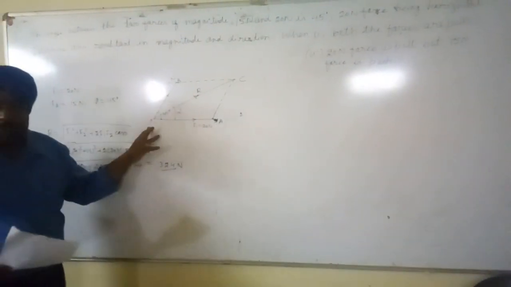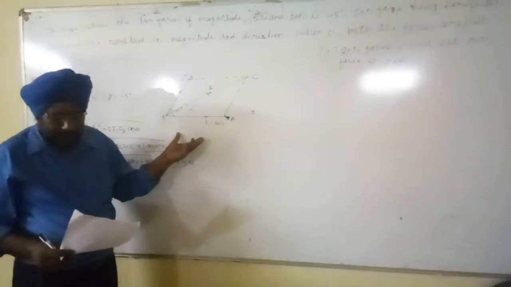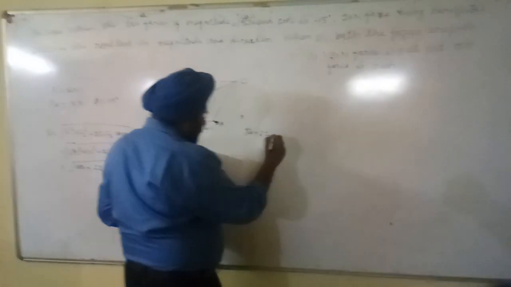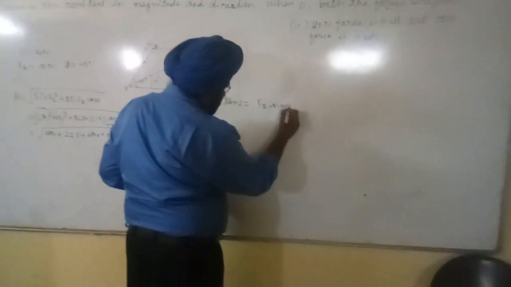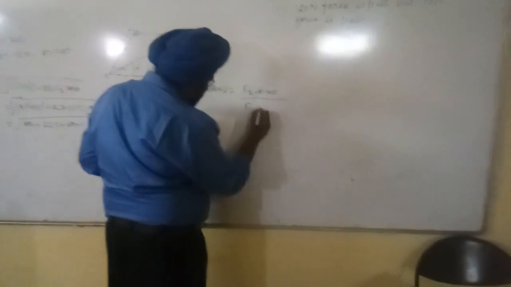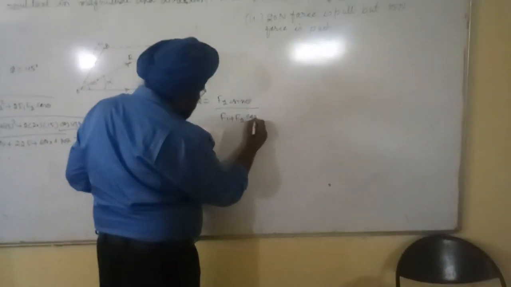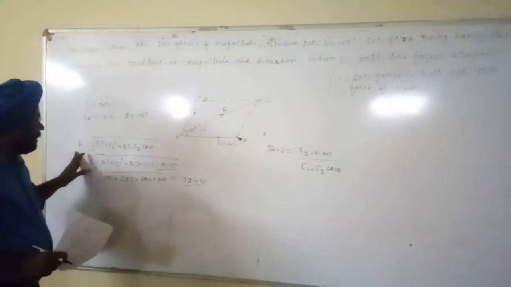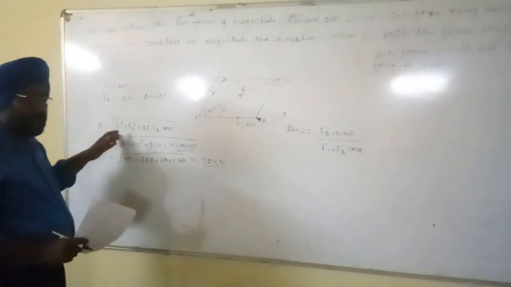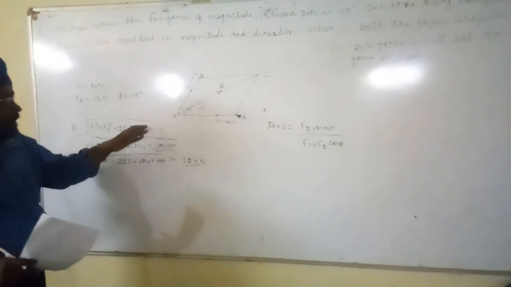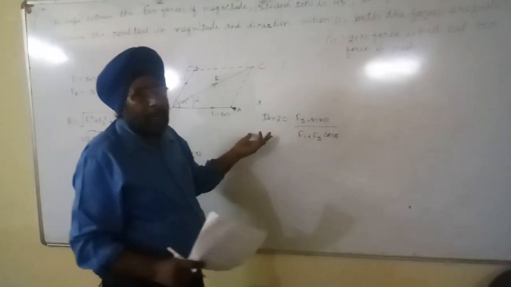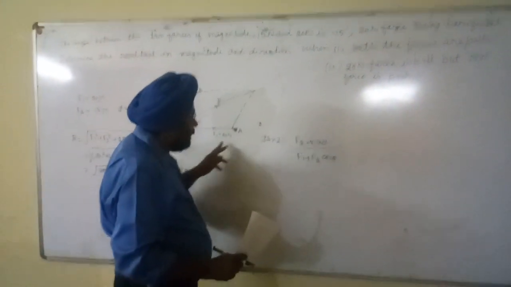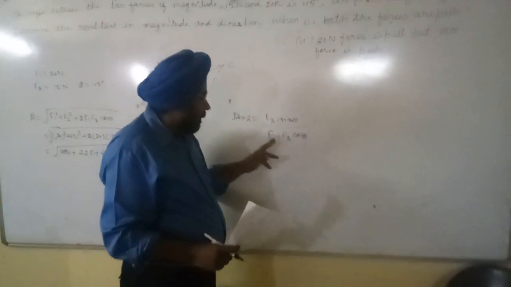So alpha is the angle which the resultant force makes with the force F1. Then tan alpha is equal to F2 sin theta upon F1 plus F2 cos theta. So by using parallelogram law of forces, the magnitude of the resultant force R is equal to square root of F1 square plus F2 square plus 2F1F2 cos theta, and the direction of the resultant force, that is alpha, is the angle which the resultant makes with the force F1, and tan alpha is equal to F2 sin theta upon F1 plus F2 cos theta.